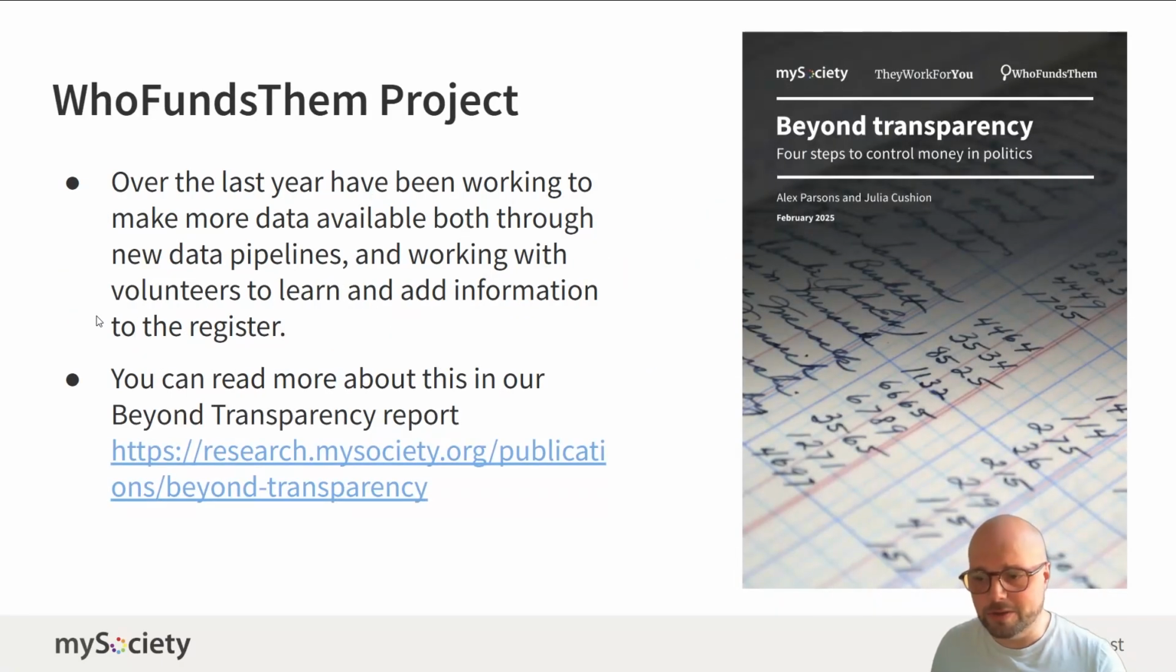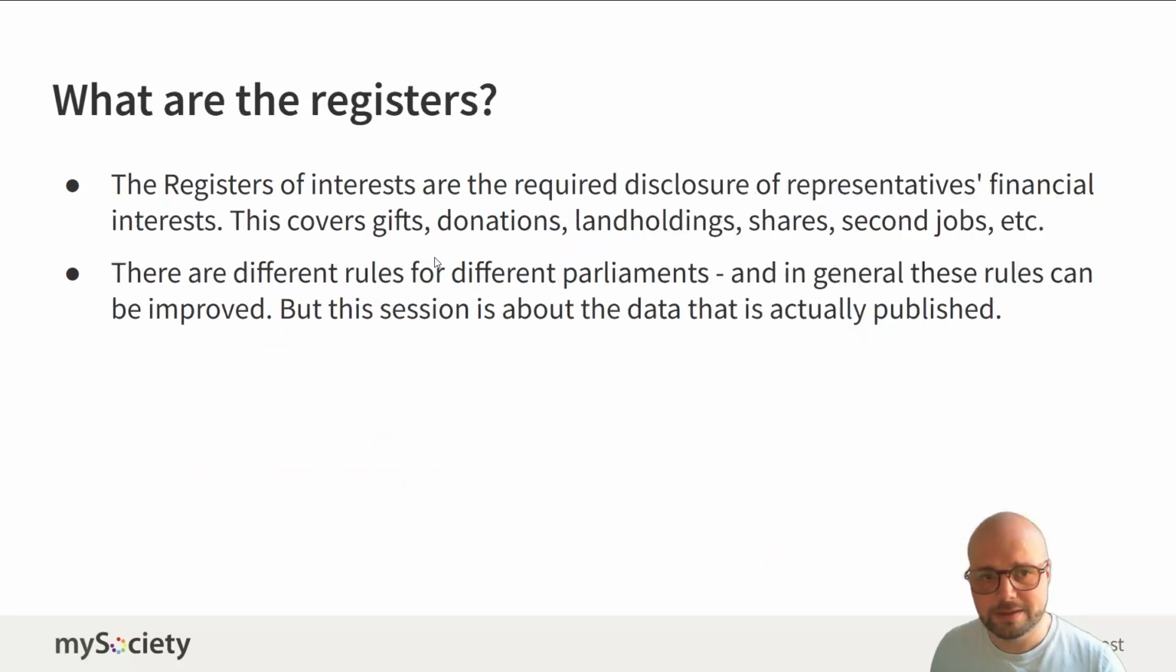As Parliament's own display has improved, we've been thinking about what we can do next to add value to the data, either by making it easier to access or by adding new data and content. In the last year, as part of our Who Funds Them project, we've been working with volunteers to crowdsource new information about members' interests and to add more registers to what we cover. We're going to go through today some of the data products that have come out of that.